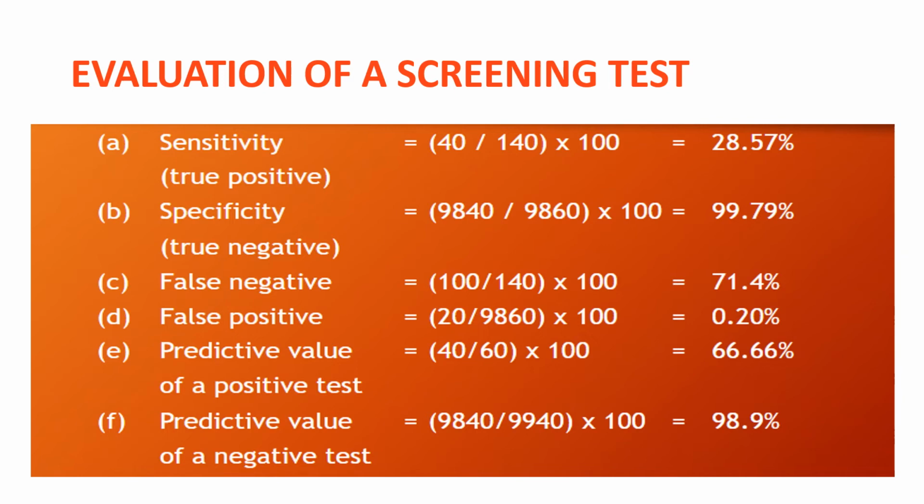That is 0.2%. Predictive value of a positive test will be 40 by 60 multiplied by 100. That is 66.6%. Predictive value of a negative test will be 9840 by 9940 in this particular example multiplied by 100. That is 98.9%.